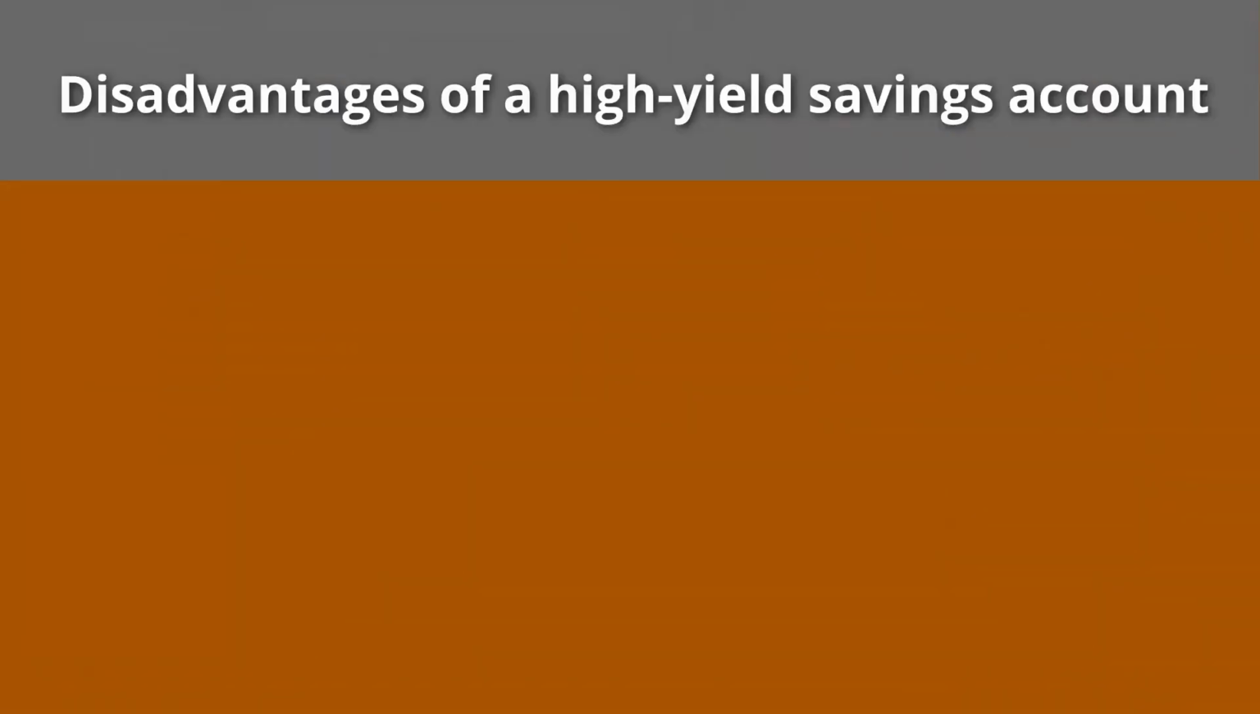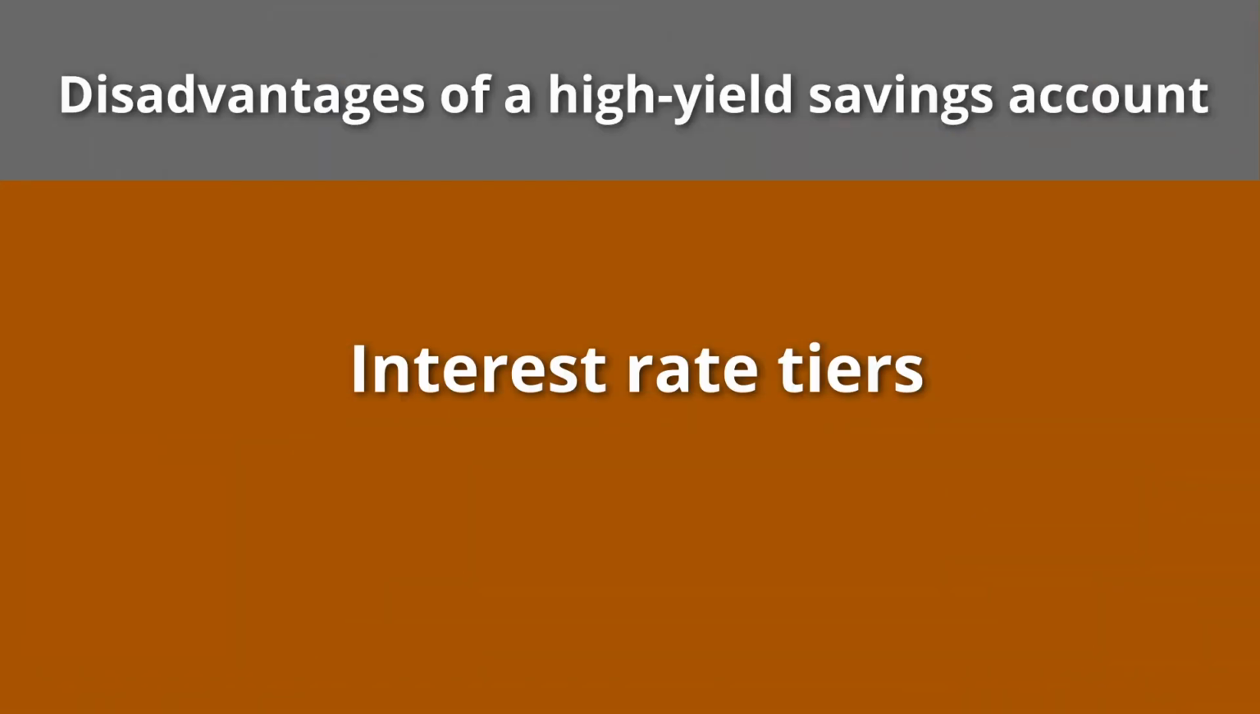High-yield savings accounts can also have interest rate tiers. This means that there can be thresholds on the amount of your deposits that earn increasingly better interest rates on your money. Not all high-yield savings accounts have tiers, but if they do, you might find that getting the best interest rate requires you to have more money in the account than you want to put in there.